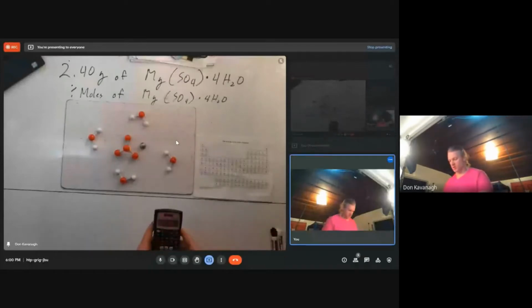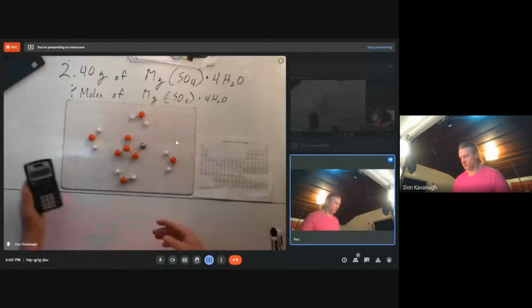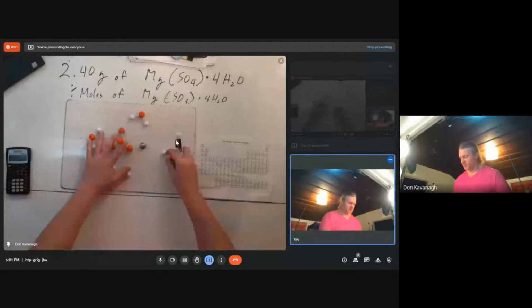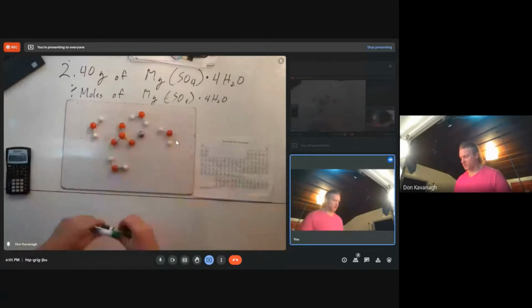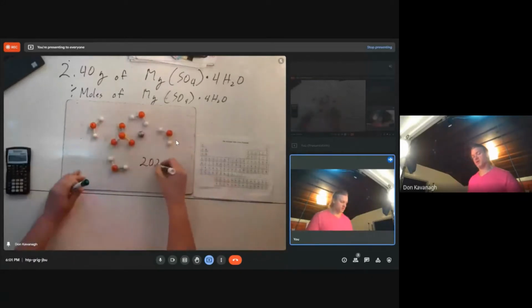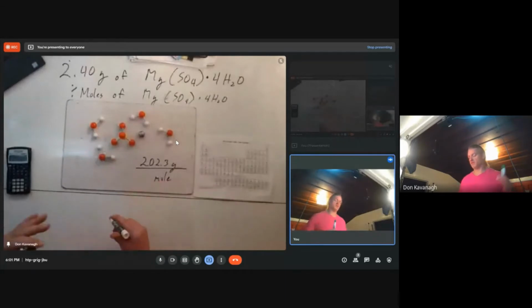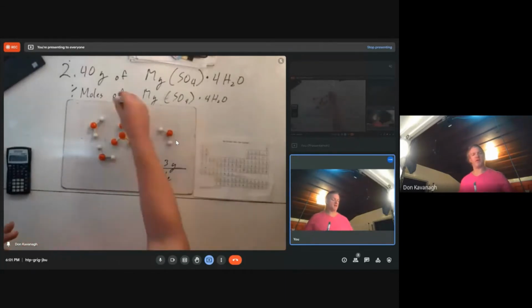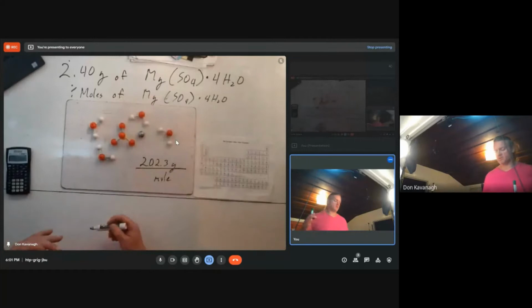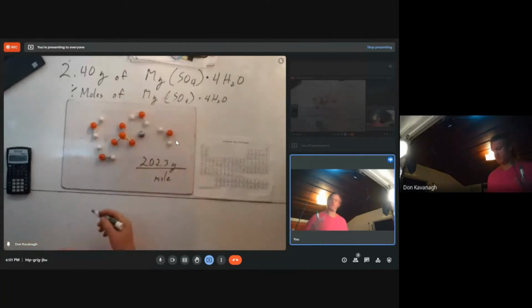When everything is added up, 202.3 grams per mole is the molecular weight of this stuff here. And hint, hint, just remember we did that by adding everything together. So you have 2.4 grams of it. We want to find out how many moles of it is. We want to set up just a baby scaffold, just a little tiny one.